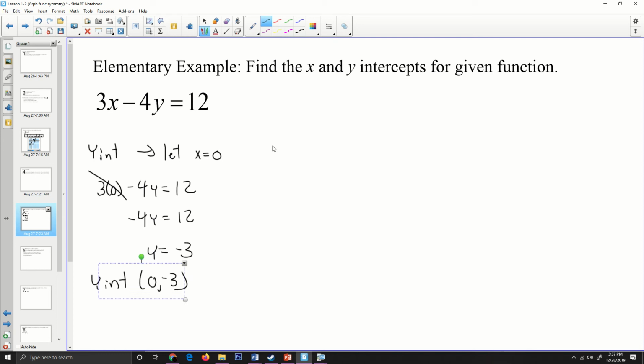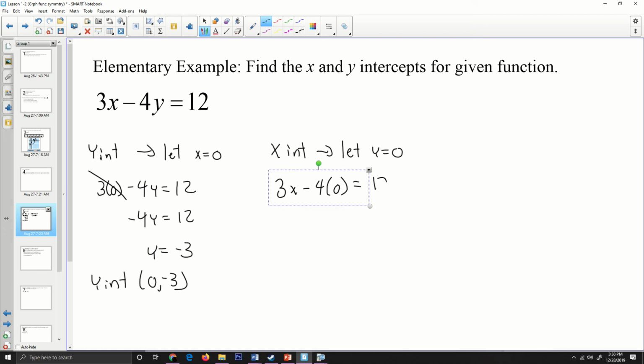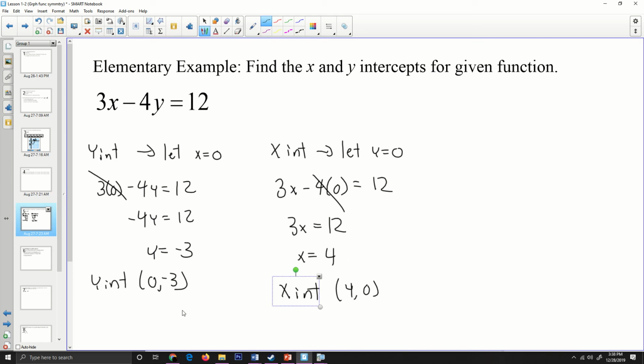I can do the same thing to find my x-intercept. In this case, I'm going to let y equal 0. So if I go 3 times x minus 4 times 0, and I let that equal 12, well, that 4 times 0 cancels out. I get 3x equaling 12. And if I divide both sides by 3, I'll get x equal to 4. So my x-intercept here is going to be (4, 0). And we could plot those and connect the dots if we wanted to.